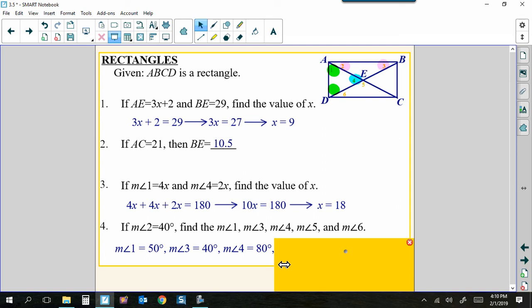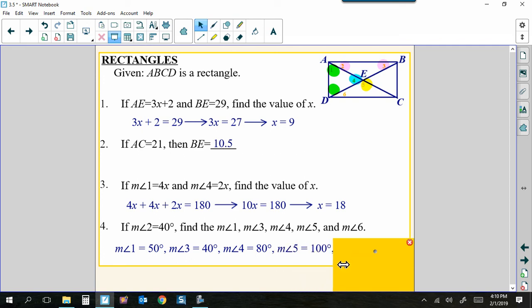Next we have angle 5. Well, if angle 4 is 80 degrees, and we look at angle 5, angle 4 and angle 5 are a linear pair. Our students really don't like that vocabulary word. I don't know why. It's two angles that make a line, linear pair. Anyway, so they are a linear pair. So that makes angle 5 100 degrees.